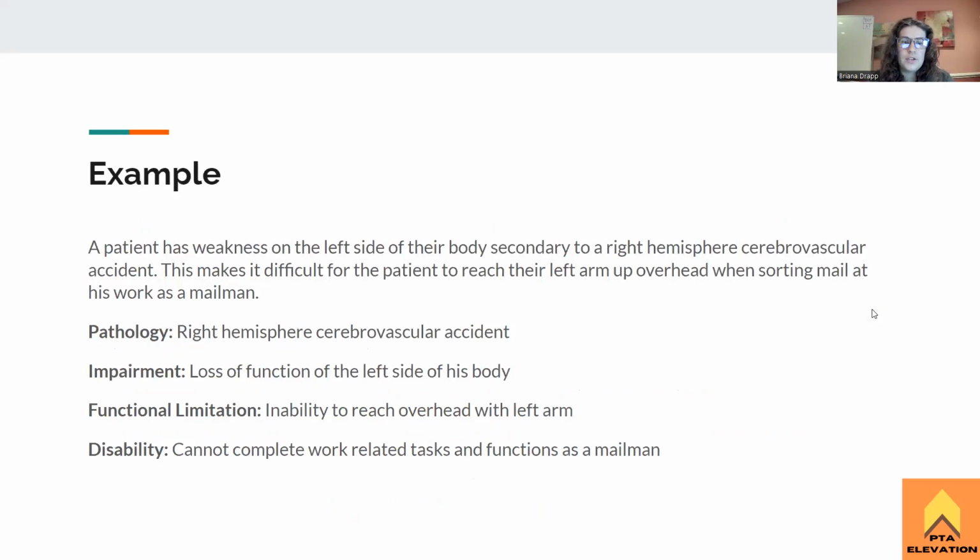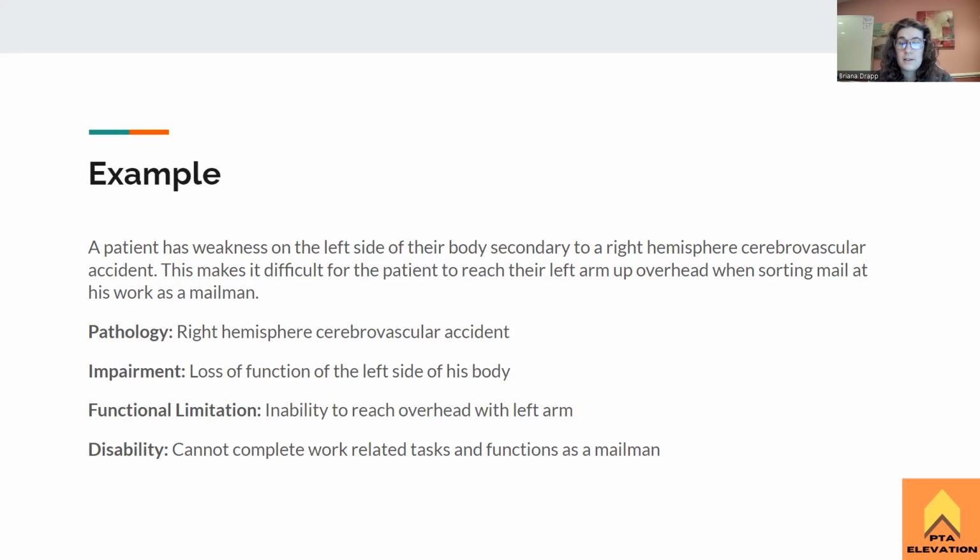All right. So here's an example so we can kind of conceptualize this. A patient has weakness on the left side of their body secondary to a right hemisphere cerebral vascular accident. And this makes it difficult for the patient to reach their left arm up overhead when sorting mail at his work as a mailman. So let's go through what's going on. The pathology would be he had a right hemisphere cerebral vascular accident. So he had a right-sided stroke. The impairment is he can't use the left side of his body.